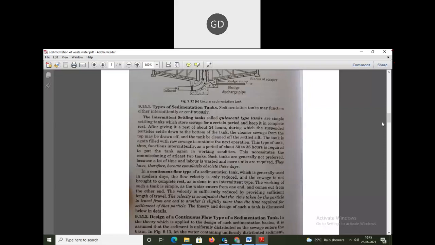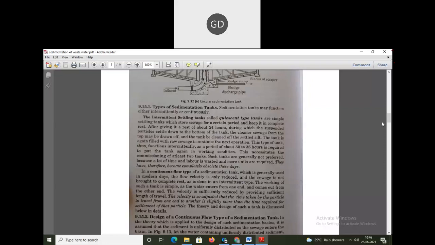And the working of this continuous flow type of tank is that the water enters from one end, then it comes out from the other end. So it is a very simple mechanism type of sedimentation tank. And here the main thing is that you can reduce the velocity sufficiently by providing the length of travel. So here the velocity can be adjusted according to you. So this is about your continuous flow type.